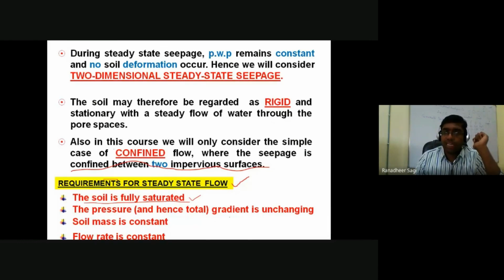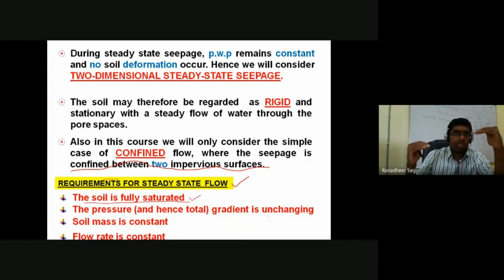The pressure gradient is unchanging. So what does this unchanging pressure gradient mean? There should not be any change in what is called the total head between upstream and downstream. So that total head difference should not be changing. When do we say total head difference is not going to change? Because elevation head will not change with time. A chosen point on the upstream, a chosen point on the downstream, the positions of these chosen points will not change. That means elevation heads are not going to change.